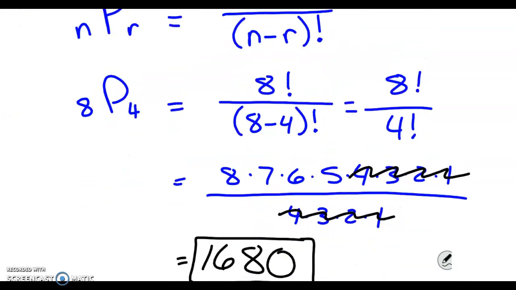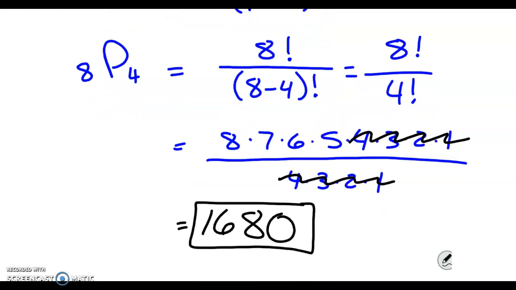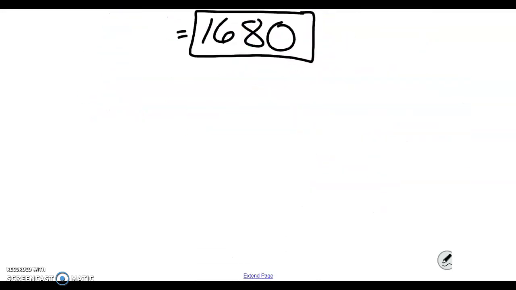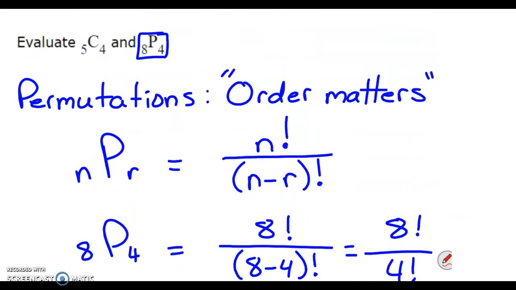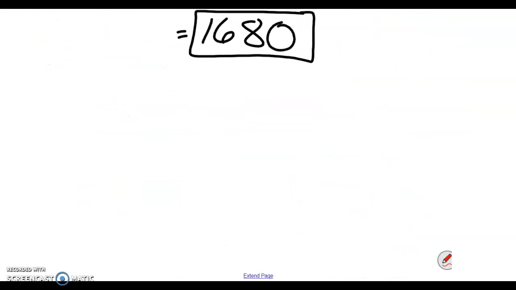You're not solving for P. You're finding the number of possible outcomes. Okay, so we'll explain here in a minute. So for C then, that's going to be combinations. Okay, so over here, you're going to have combinations. 5 choose 4.